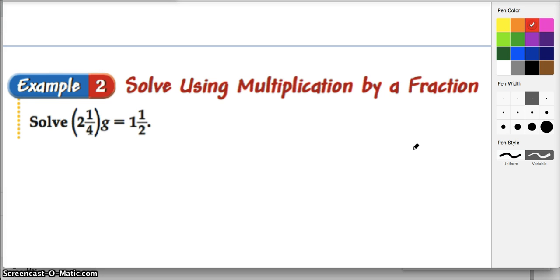Let's take a look at this guy. We're going to solve using multiplication by a fraction. So here we have 2 and 1/4 g is equal to 1 and 1/2. So let's write this uncomfortable problem down. 2 and 1/4 g, so that's 2 and 1/4 times g is equal to 1 and 1/2.